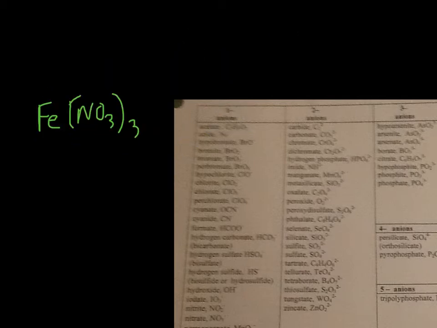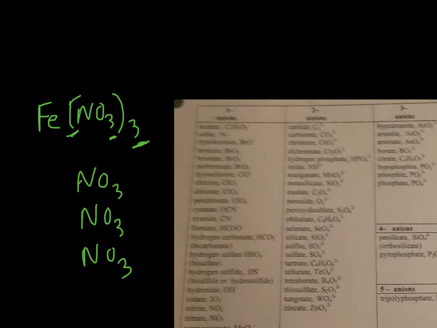Let's try this one, Fe(NO3)3. Notice the parentheses around here. The 3 out here tells me that I have 3 NO3s. For example, NO3 once, NO3 twice, NO3 thrice. I like that. Twice, thrice. So we name Fe, that is iron. You look on your periodic table, it has more than one charge. You have to say which one it is.